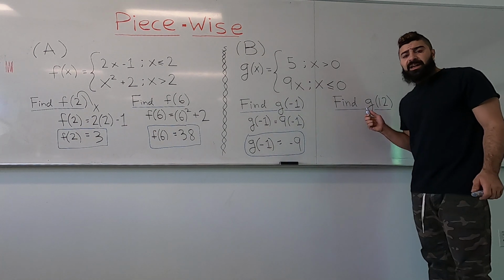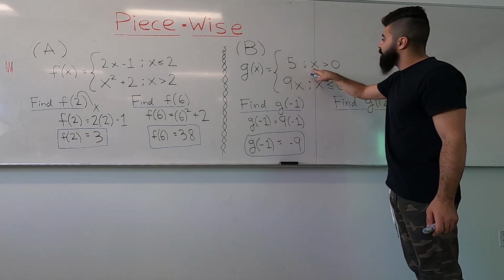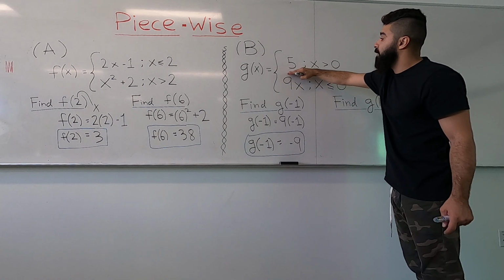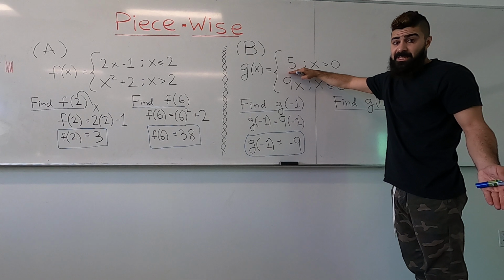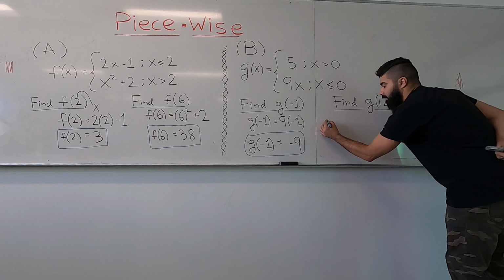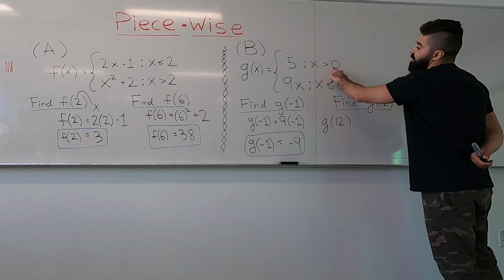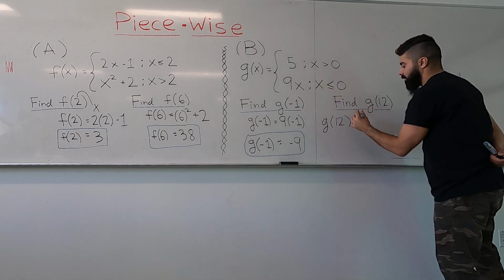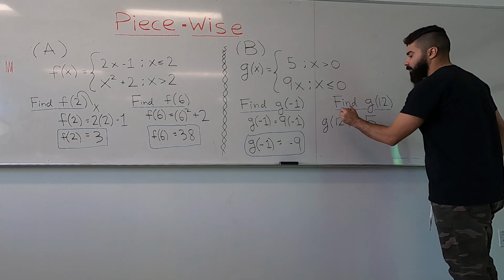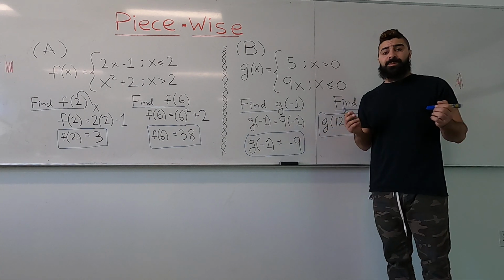Lastly, let us find g evaluated at 12. So x equals 12. 12 is certainly greater than 0. So if x is greater than 0, we use this one. But that's just 5 with no x's. That's fine. When there's no x's, we don't plug anything in. We just put 5. So g of 12, because 12 is greater than 0, we're going to use the top one. It just equals 5 is the answer for evaluating g of 12 in example B. That's all for piecewise linear functions.